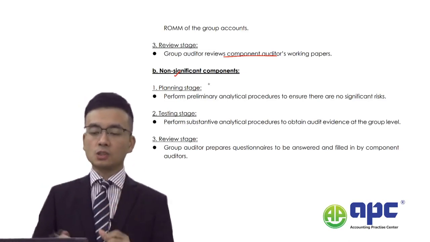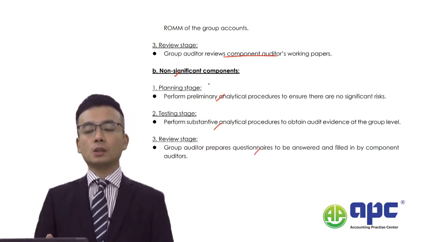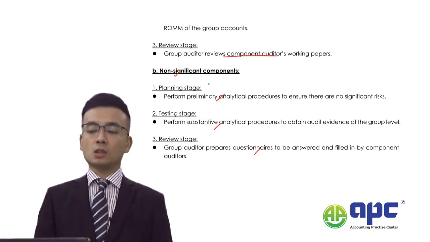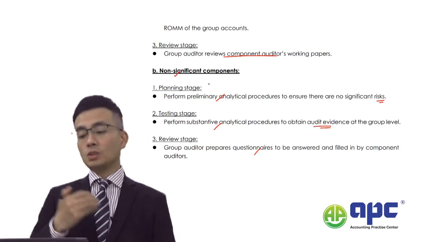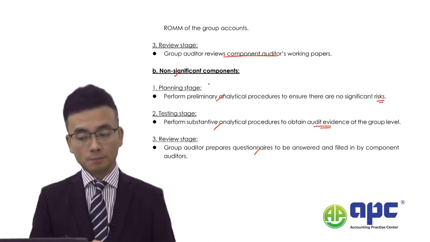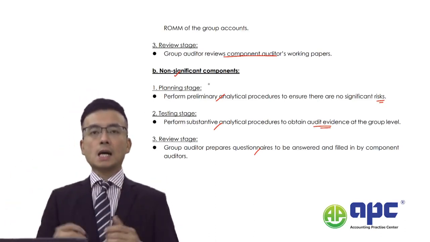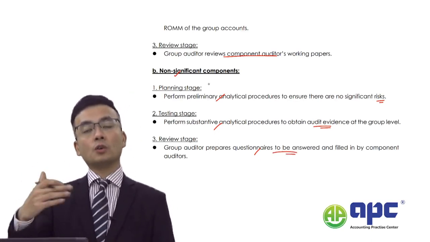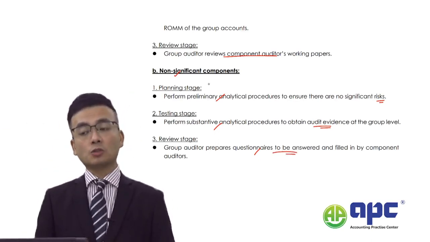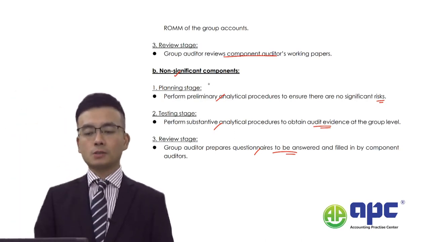If the subsidiary is too small, in other words, it's not significant at all, what we need to do as the group auditor is perform analytical procedures and also questionnaires during these three stages to identify risks and to obtain all the evidence. We simply use substantive analytical procedures by computing ratios. Also preparing questionnaires, for example, whether or not you've obtained the written representation from management and so on. If you have obtained that, just tick for that and so on.